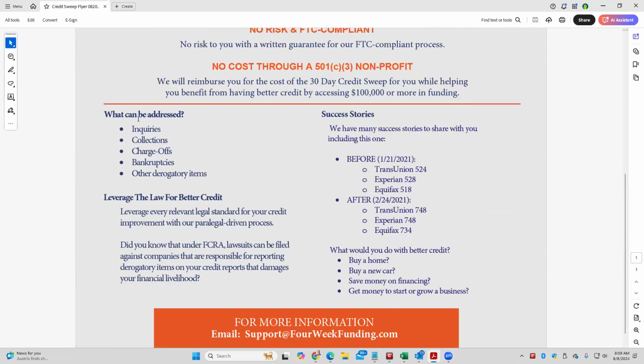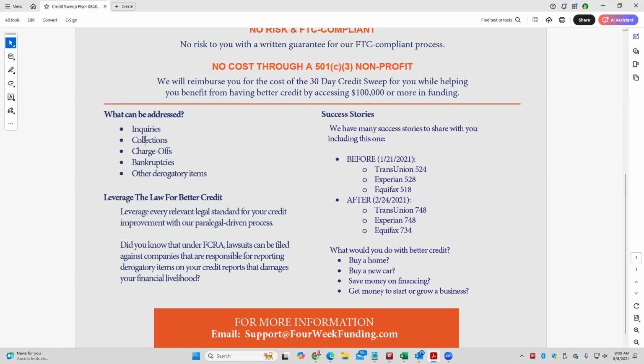All right, so let's scroll on down. What can be addressed? Well, in general, anything that's derogatory on the credit profile, everything from inquiries. We have a client, his name's Josh. Josh is an interesting gentleman. He had over a hundred inquiries on his credit report. That's very rare. And we got it all the way down to 3, which is what we need to go to funding. So from over 100 inquiries down to 3.